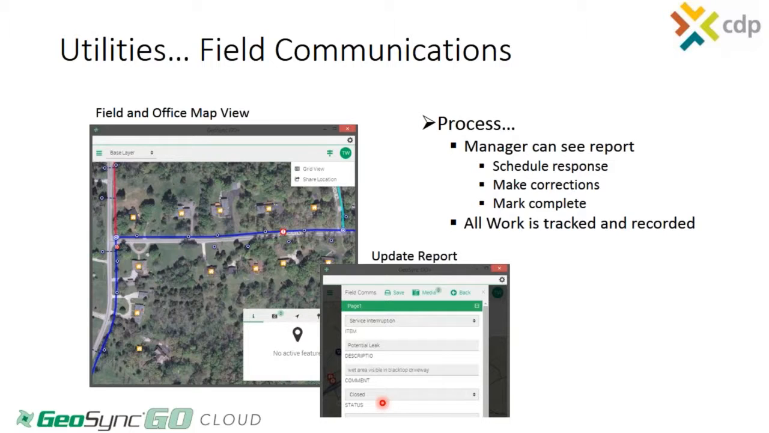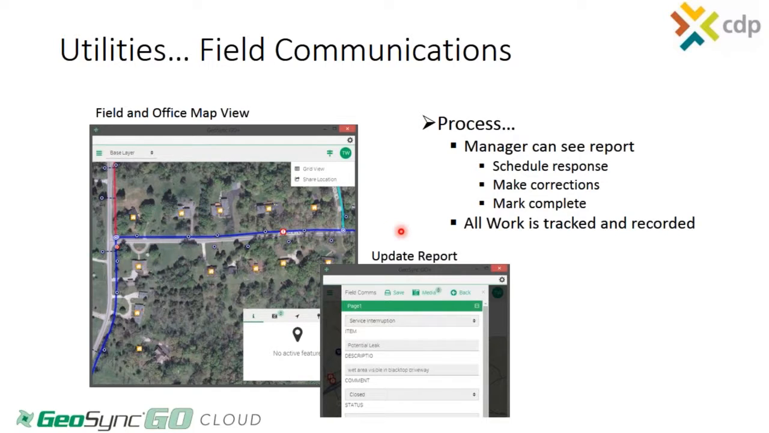You may have a couple different map layers. I don't have that shown here, but you could have a layer for your field communications showing all of the communications, no matter what their status is, and maybe even color-coded by status. Or you can have a view where we only look at active communications or items. So from here, like I say, the manager has access to all the issues that are there, can utilize that to schedule response or make corrections to the map, basically take care of the items that have come in from the field.